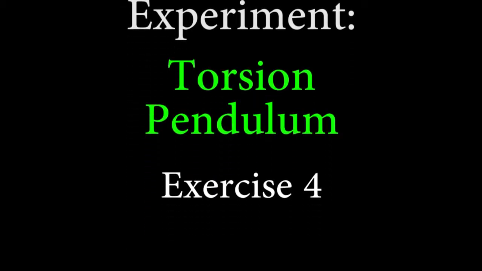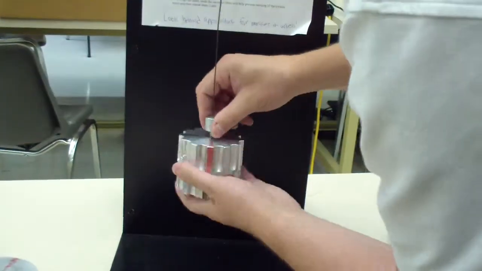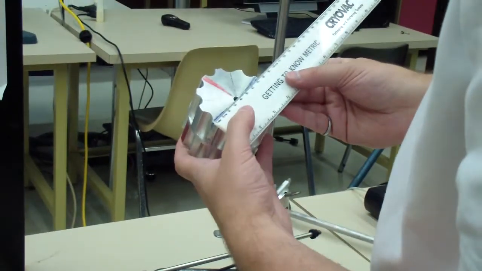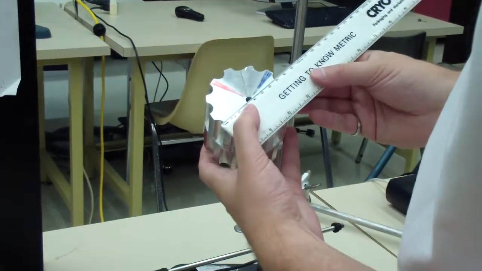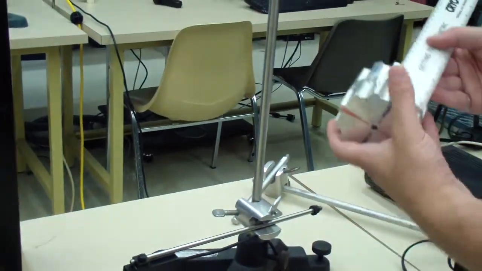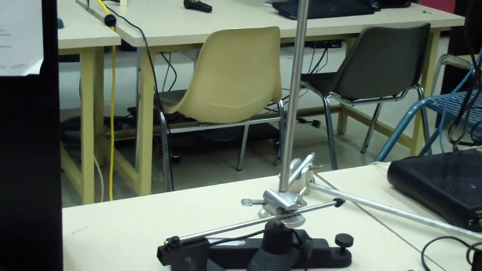In exercise 4, we'll be determining the moment of inertia of an irregular object. Attach the irregular object to the torsion wire. Estimate the effective radius of the irregular object and measure its height. Repeat the same procedure as exercise 3 to find the moment of inertia of the irregular object.